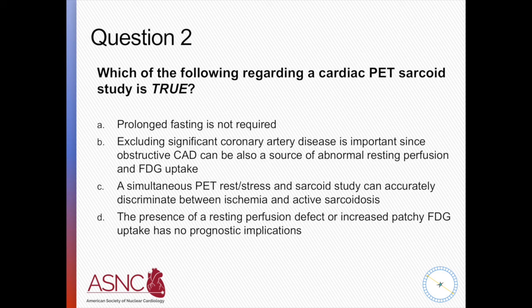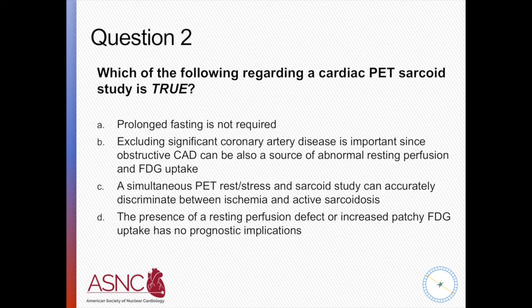So B: excluding significant coronary artery disease is important, since obstructive CAD can also be a source of abnormal resting perfusion and FDG uptake. I think this case illustrates that pretty well. FDG uptake is not pathognomonic of sarcoid. You can have FDG uptake for many reasons, including poor preparation for the sarcoid study, but especially in patients with significant obstructive CAD, in which the ischemia drives the ischemic memory phenomenon, where the myocardium turns its metabolism to glucose. You can have this FDG uptake and confound the results of the study.